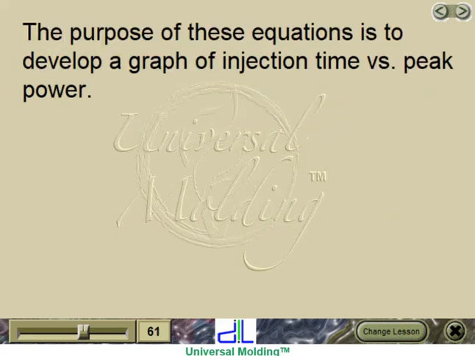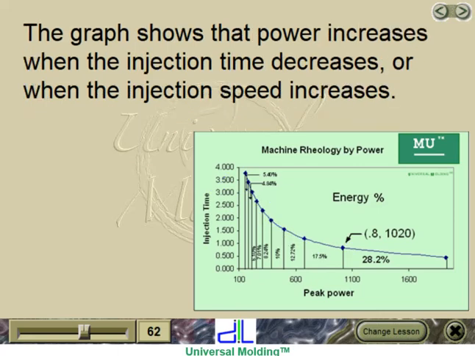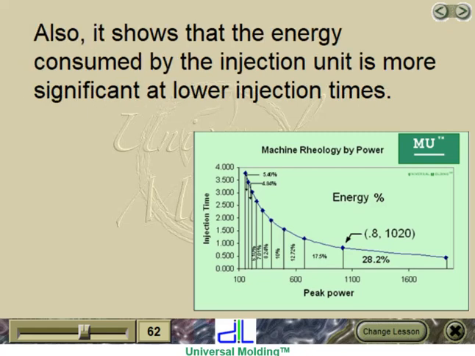The purpose of these equations is to develop a graph of injection time versus peak power. The graph demonstrates the effect of injection time by power, in which the area below the curve represents the percentage of energy consumed for each decrement in injection time. The graph shows that power increases when the injection time decreases, or when the injection speed increases. Also, it shows that the energy consumed by the injection unit is more significant at lower injection times.